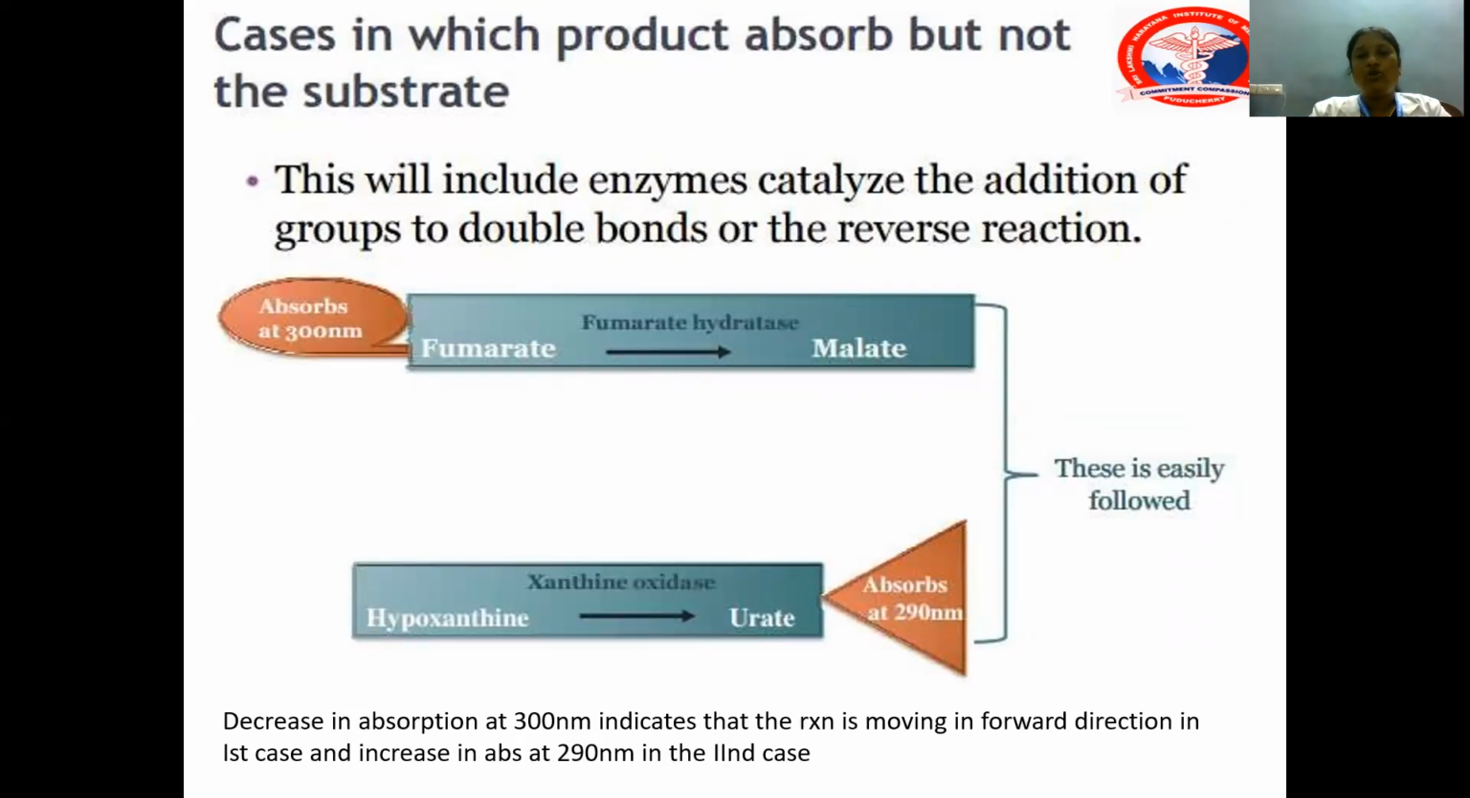Similarly, urate absorbs light at 290 nanometer in the UV region, and it is a product. Here, hypoxanthine is converted to urate with the help of xanthine oxidase. So the appearance of product over time can be measured because urate is easily measured at 290 nanometer. The decrease in absorption at 300 nanometer indicates that the reaction is moving in the forward direction in the first case, and the increase in absorbance at 290 nanometer in the second case.